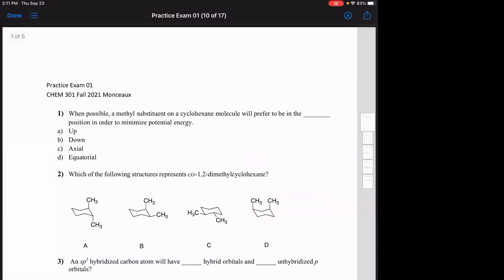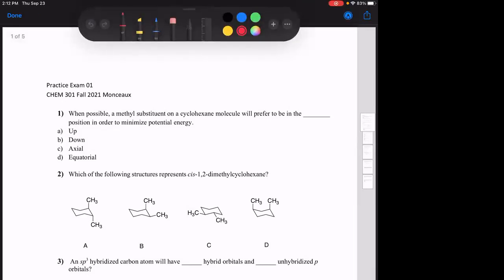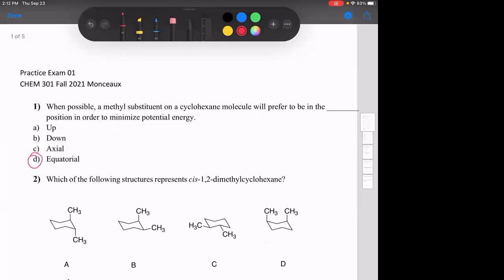All right, what I wanted to do was go through this exam and talk to you about how I would be thinking about these questions as I was going through. So I want to look at question one. It says a methyl substituent on a cyclohexane molecule will prefer to be in the blank position in order to minimize potential energy. So we've seen this several times where methyl groups like to be in the equatorial position. That's going to minimize potential energy. So here we go, equatorial.